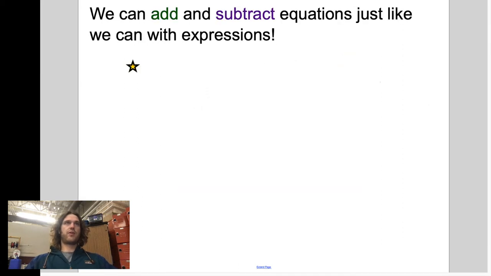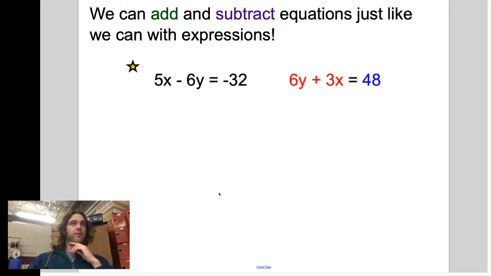Okay, the rule is we can add and subtract equations just like we can with expressions. So let's see our first example. Our first system is 5x minus 6y equals negative 32, and 6y plus 3x equals 48.